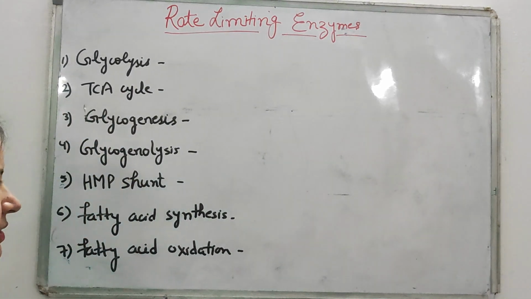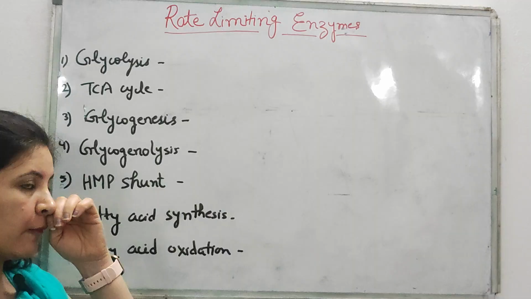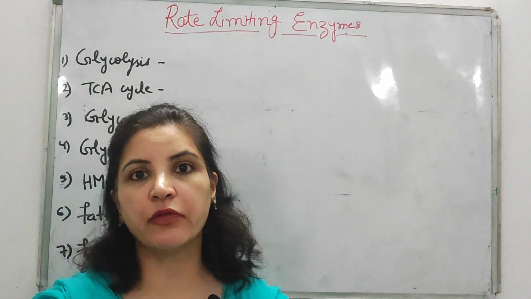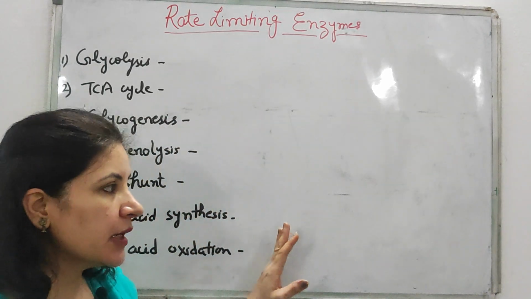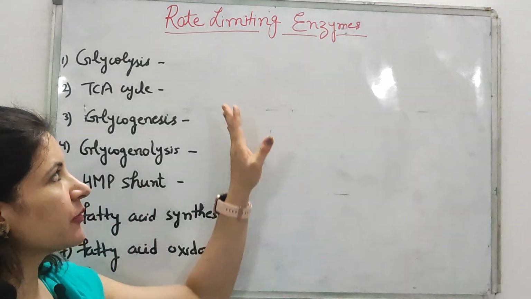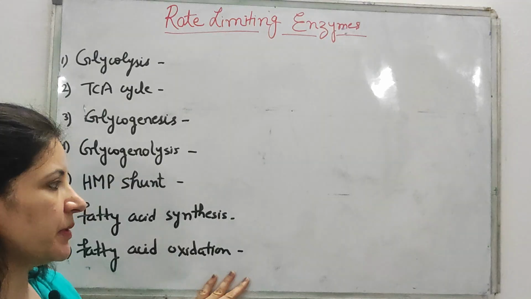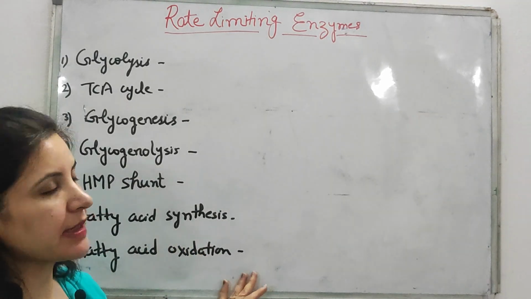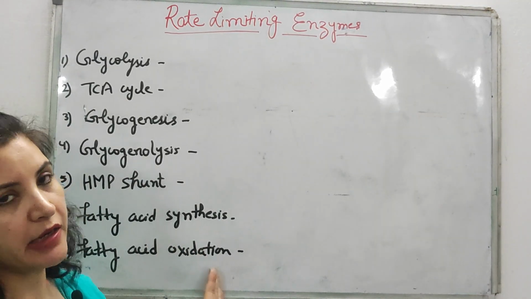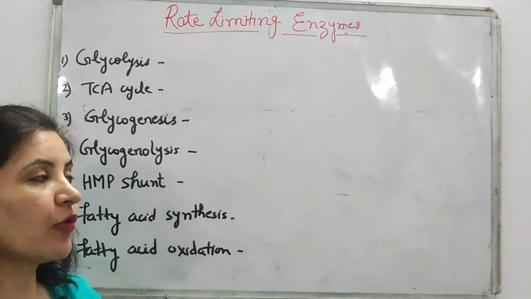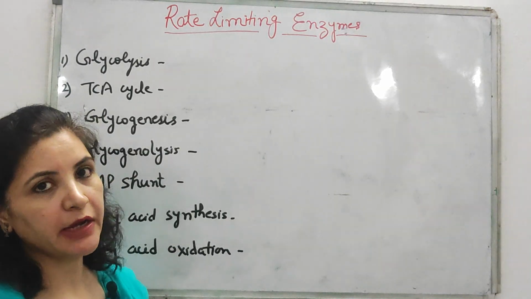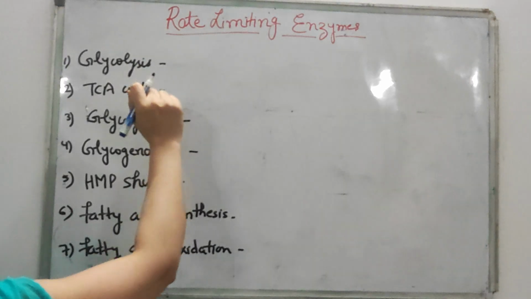So today we will discuss an important topic, that is, what are the rate limiting enzymes of all the cycles. You must know this. It is important for UG as well as for PG because it can be frequently asked in your Viva and in MCQ. So you should have an idea what the rate limiting enzymes of the different cycles are. Okay, so let's start the topic.